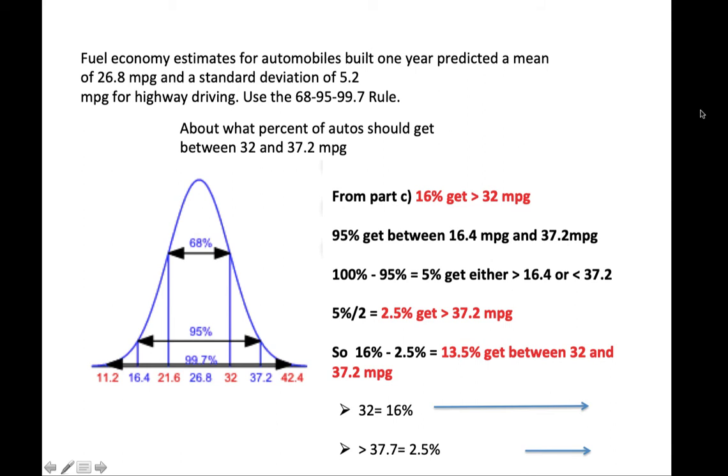Now, what about the percent of autos that get 32 to 37.2? Well, you can actually look back to slide 4, and you can find that value on slide 4, which says that this area in here, or percentage in here, is 13.5%. Or you can think through it.